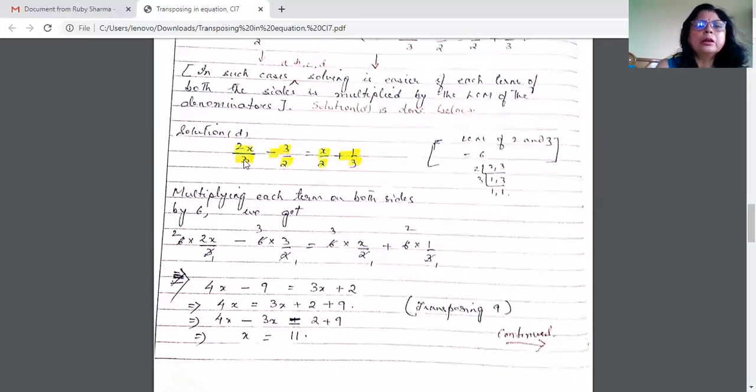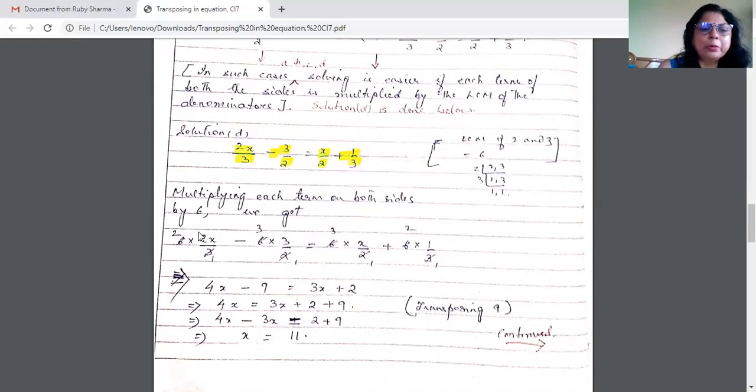Then you multiply each term. Why did I write each term? Now see, if I multiply this within bracket into 6 and this whole thing within bracket into 6, then 6 is multiplied to this, 6 is multiplied to this also when I remove the brackets according to the distributive law. So I can directly write multiplying each term by 6.